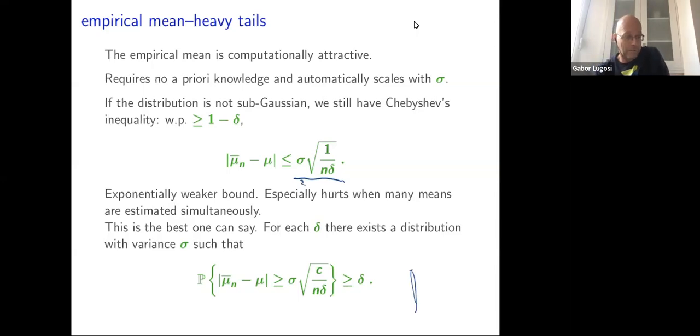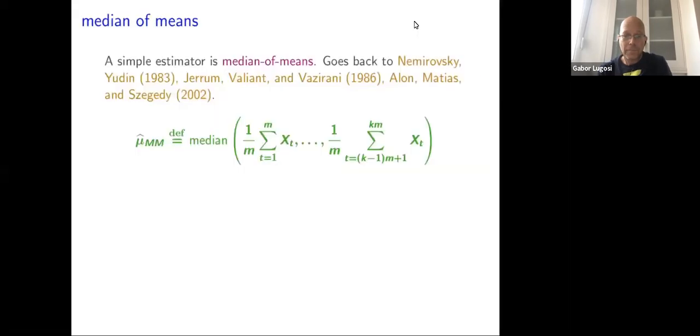For every delta, one can easily construct a distribution such that the probability that the empirical mean is more than sigma over root n delta away from the mean is bigger than delta. So the empirical mean doesn't do it. The situation is exponentially worse than in the sub-Gaussian case. So the question is, are there other estimators that behave better? The kind of surprising answer is yes. I will show you today two very simple estimators that actually have a sub-Gaussian non-asymptotic performance, without any more assumption than the finite variance.